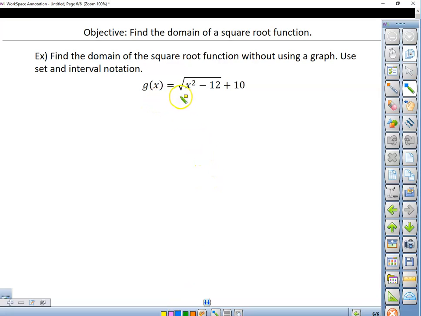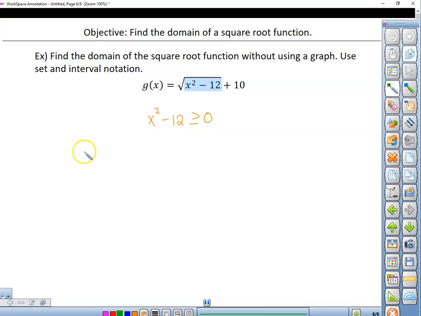So here we've got g of x equals the square root of x squared minus 12, plus 10. The radicand is our x squared minus 12. So that is the part that has to be non-negative. So it's only the x squared minus 12 that needs to be greater than or equal to 0. What we actually need, though, you cannot solve this like you do a linear. You can't add 12, take the square root of both sides, and have that be your domain. It actually doesn't work, okay, because of the inequality symbol.